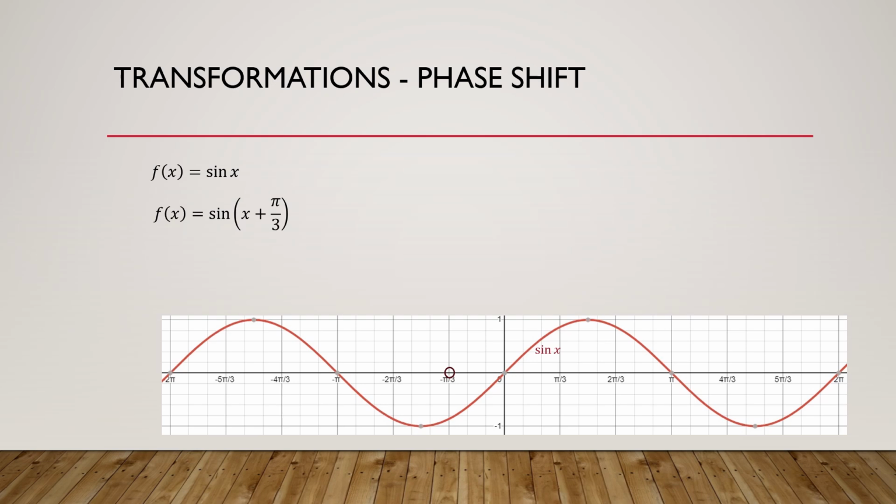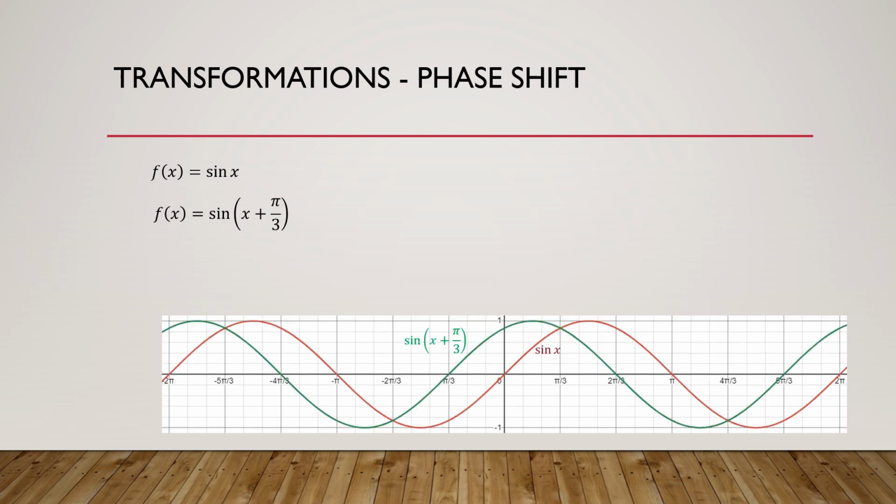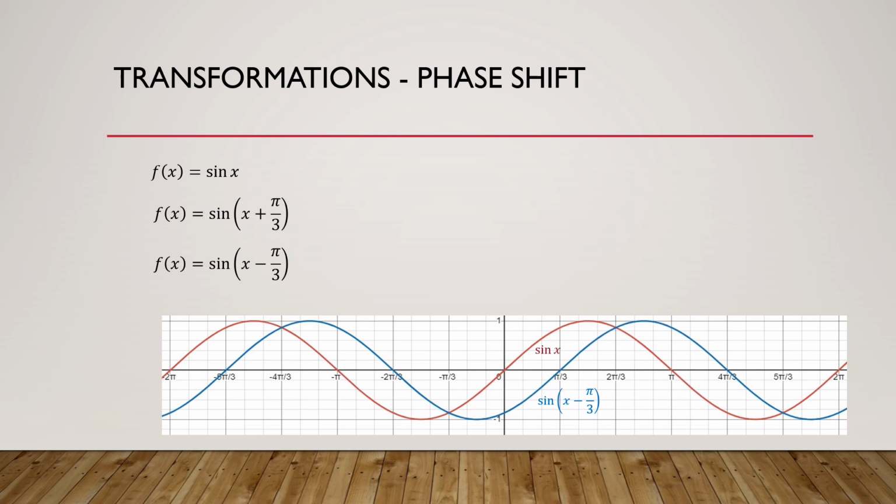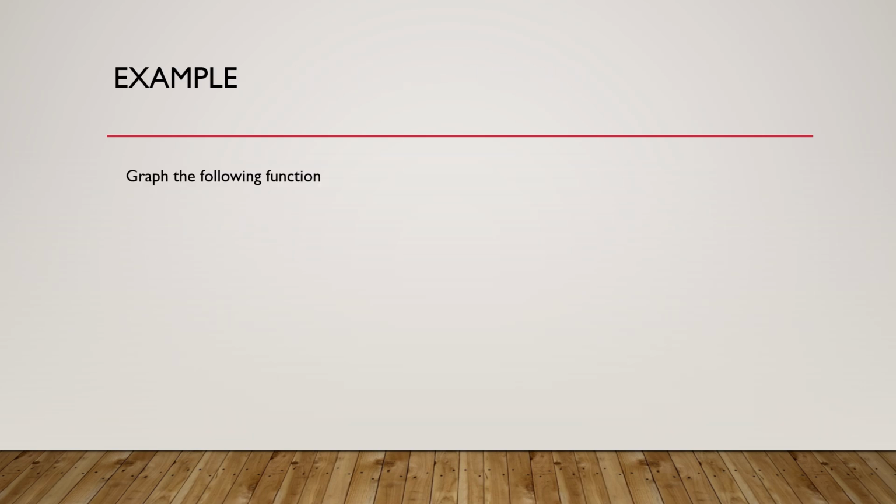This means adding to the x value shifts the sine graph to the left by the amount of the value added. Conversely, if we subtract a value from x, like sine x minus pi over 3, the sine graph shifts to the right by the value subtracted. We can now use this information to graph various trigonometric functions.